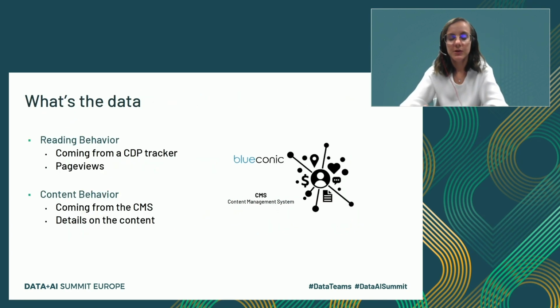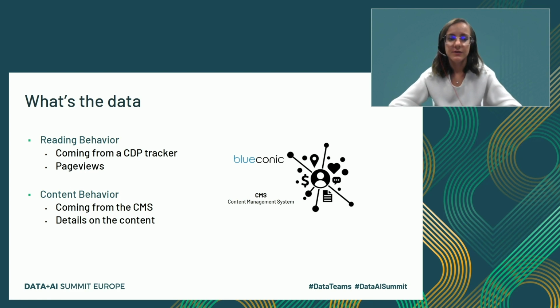But before we go any further on how we build a solution, it's important to know what the data is. So what's the data that we used? We have 2 types of data. First, the reading behavior of the users. This comes from a CDP tracker, which is embedded in all the websites, and it gives us a 360 overview of the customer. We get all the touch points for each page view for each user.